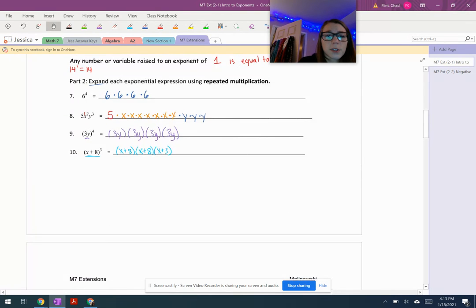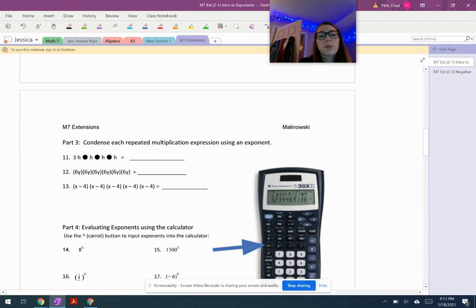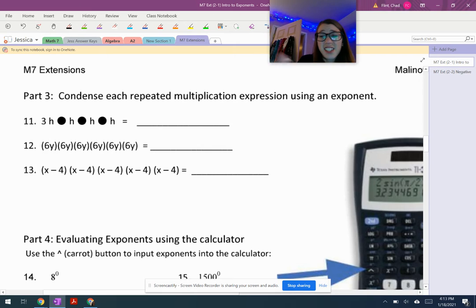Let's do part 3 also, because it goes right along with it. So going right along with that is going to be condensing, going backwards. So we expanded, and now we're going to condense. Those giant dots look ridiculous, but those are supposed to be multiplication symbols. So those are multiplication.